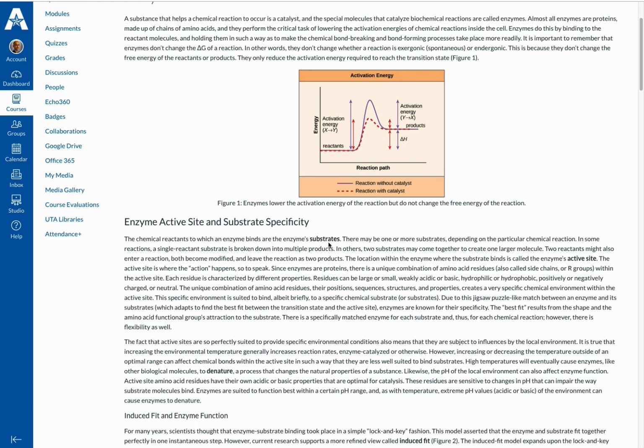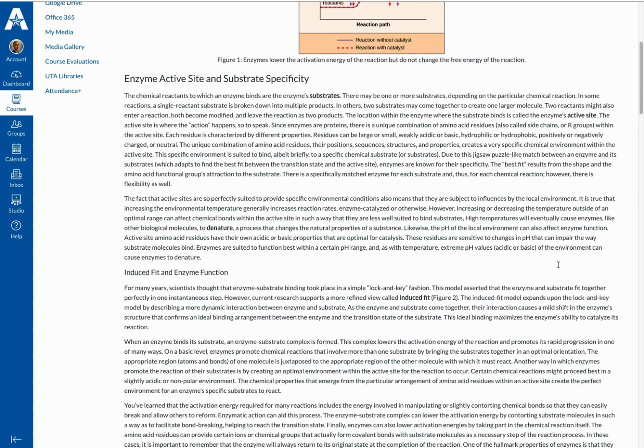Enzymes bind to substrates, or you could also say that substrates bind to enzyme active sites. And note that enzymes only work during ideal conditions. If the pH or temperature changes, they could denature and become useless.